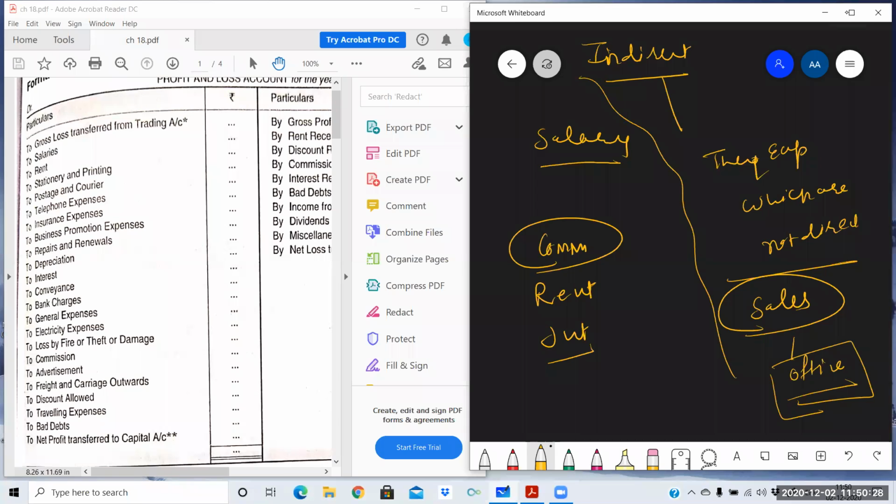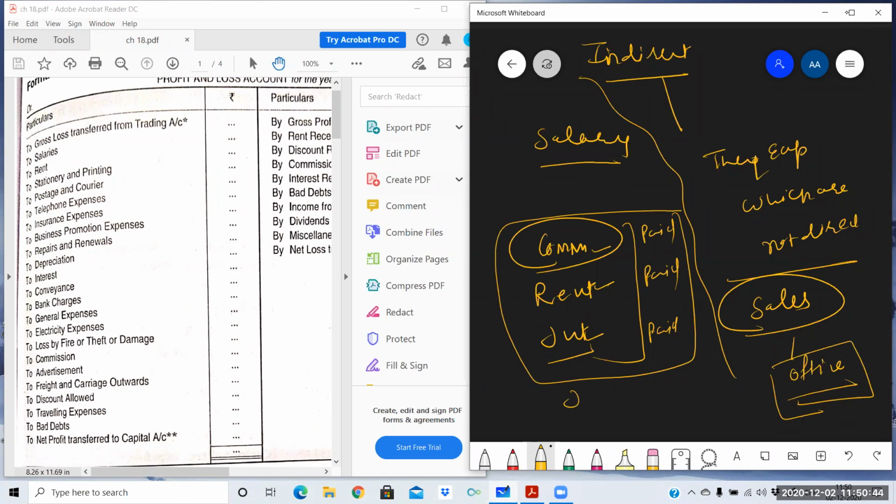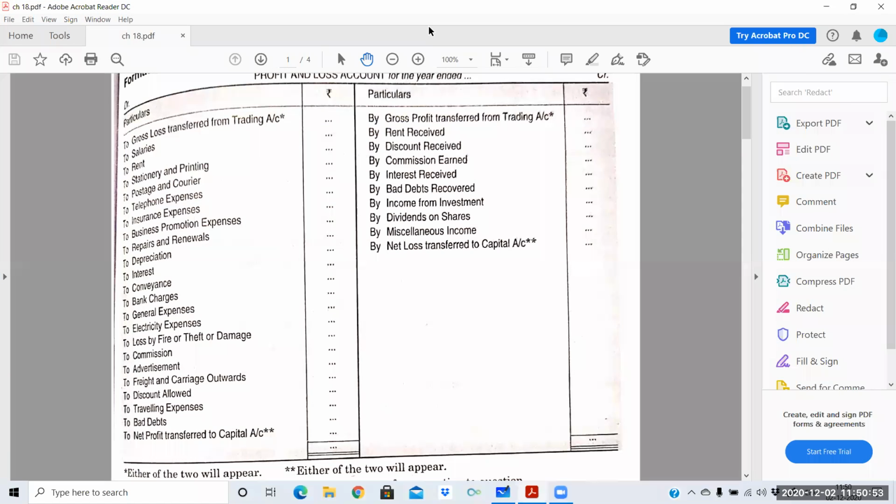But if in the question only commission, only rent, only interest is mentioned and its nature is not mentioned, then we will assume it's paid. It means it will be assumed as an expense. But if it is mentioned interest received, then it is income. So if the nature of a head is not mentioned, for example if only discount is written, we will assume that it is discount allowed. Am I clear? So rent received, discount received, commission received, interest received, bad debts recovered.